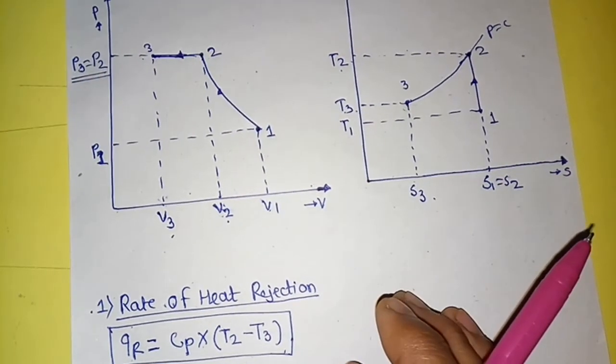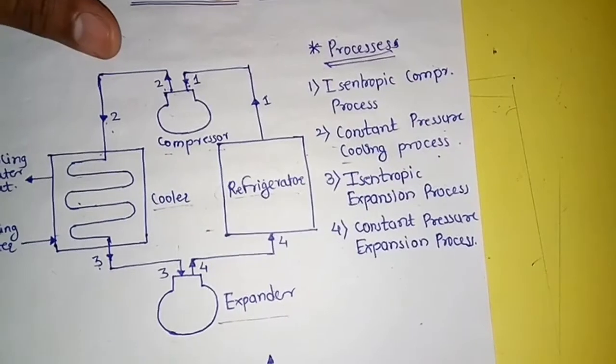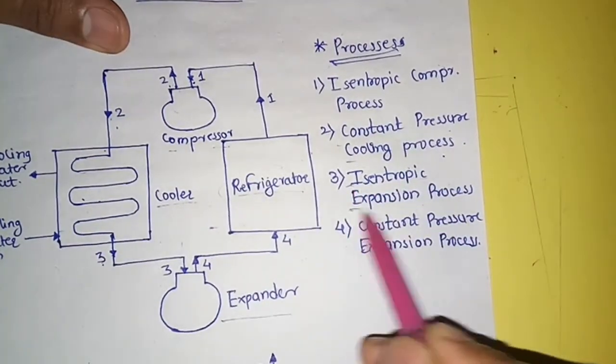So let's move towards the third process. Third process is isentropic expansion process.